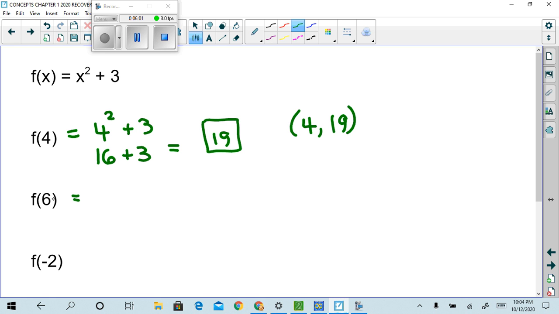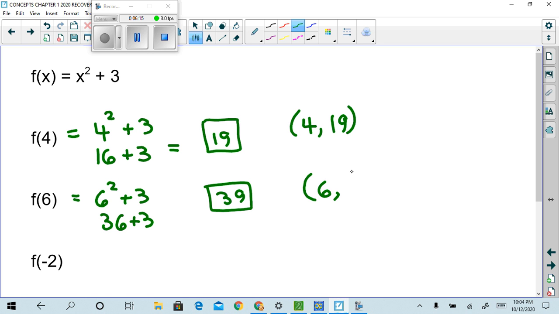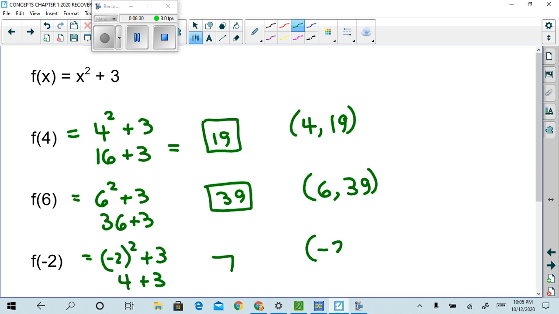If I take a value of x to be 6, 6 squared plus 3, that gives me 36 plus 3, which is 39. So when you input 6, your output will be 39. What if we took -2 and squared it and then add 3? We're just following the rule. And when we follow this rule, when I input -2, my output is 7.